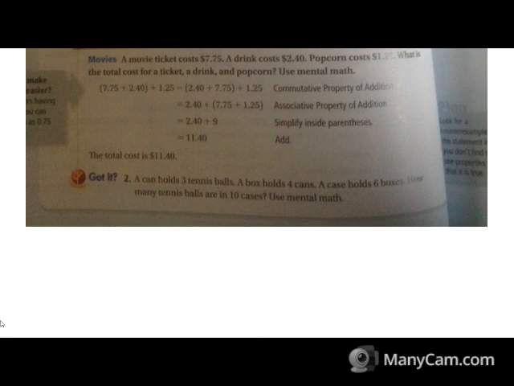So the ticket costs $7.75, plus the drink, $2.40, and the popcorn costs $1.25. So you're going to add it all together. In this example, they used the commutative property first. They switched $7.75 and $2.40. And then they used the associative property and grouped these two together. Then they simplified what's inside, and then added to get $11.40.